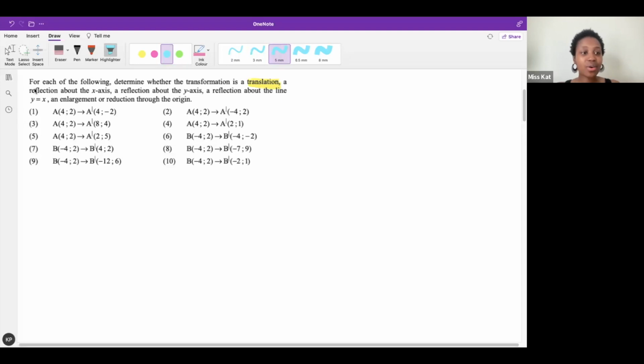Or a reflection about the x-axis, or a reflection about the y-axis, or reflection about the line y equals x, or an enlargement and reduction.